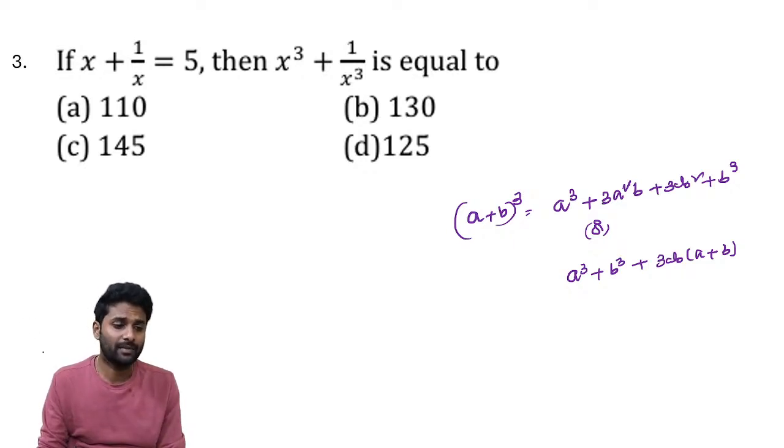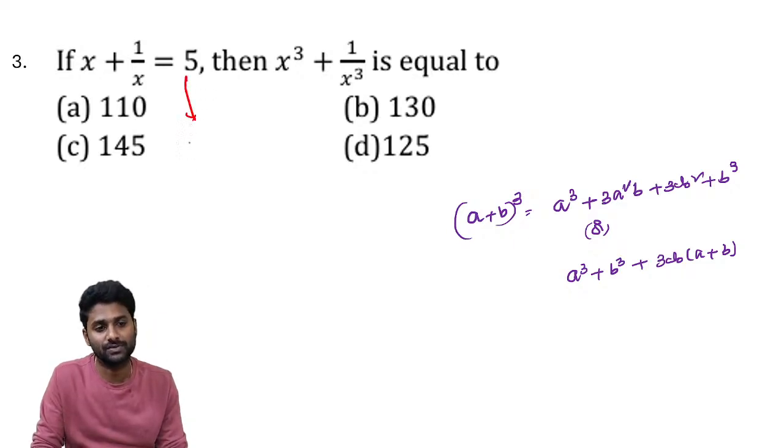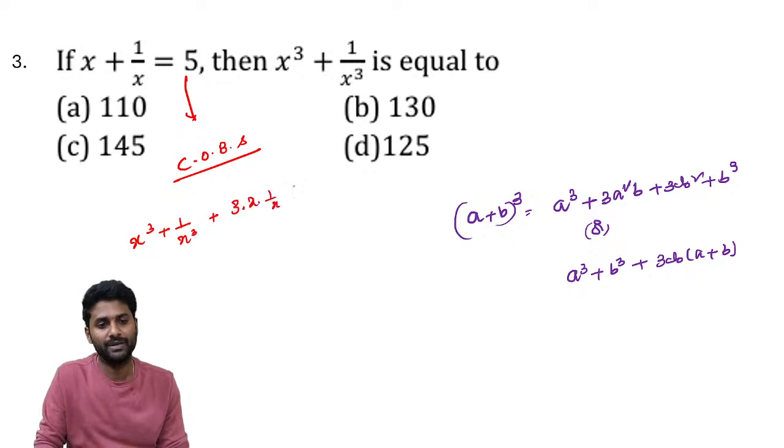If x plus 1 by x is equal to 5, then what is the value of x cube plus 1 by x cube? Now cubing on both sides. Let's go for the cubing on both sides. x cube plus 1 by x cube plus 3 into a into b into (a plus b). Then 5 cube is equal to 125.